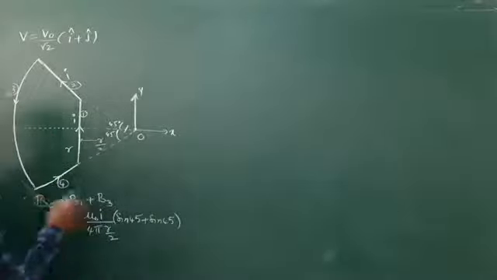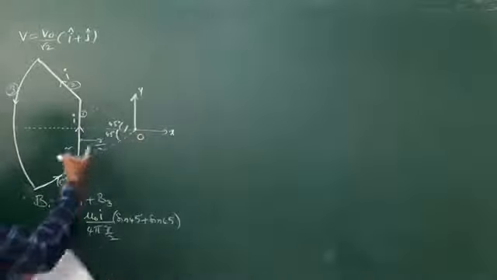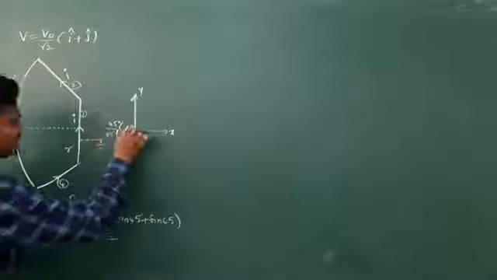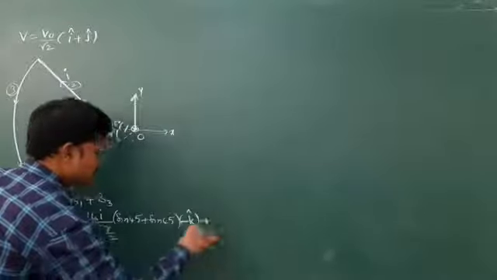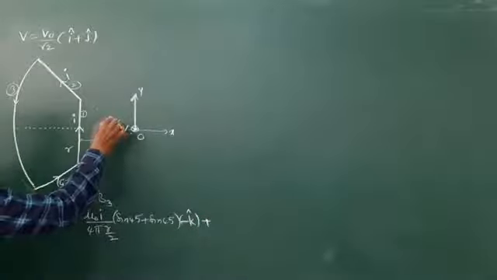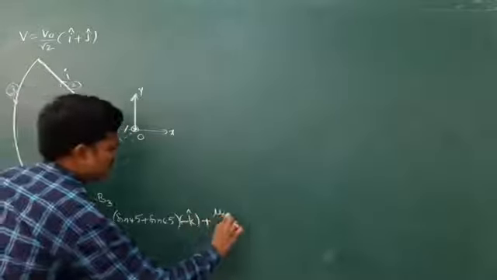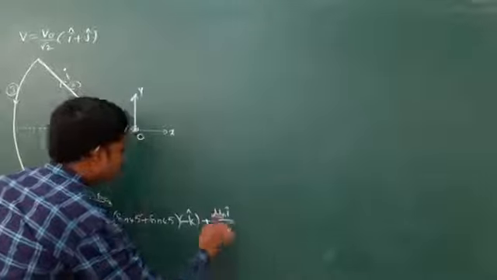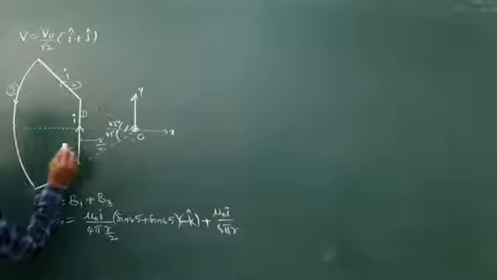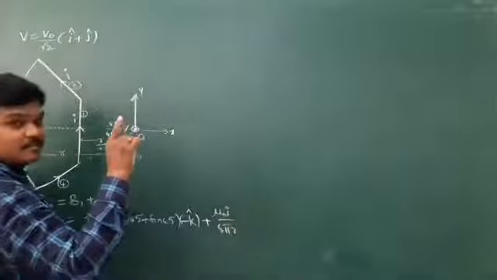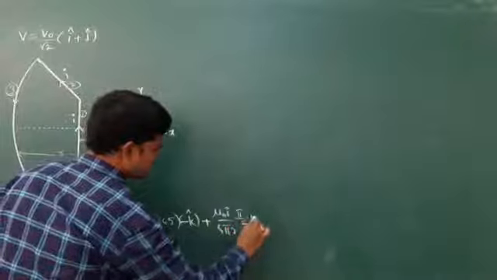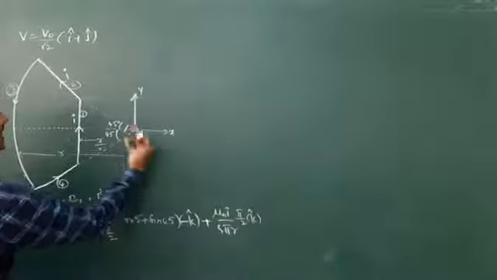Okay. And B3. What is B3? Here, due to this, the field is inward. Inward means minus k cap. Due to this arc, it makes an angle of 90 degrees. So, mu naught I by 4 pi r times theta, where theta is pi by 2, plus k cap. Because of this, the field is outward.